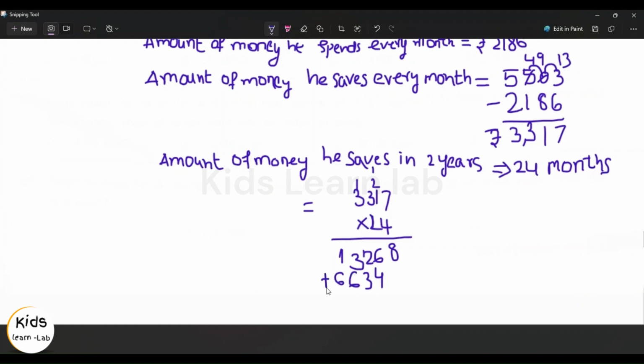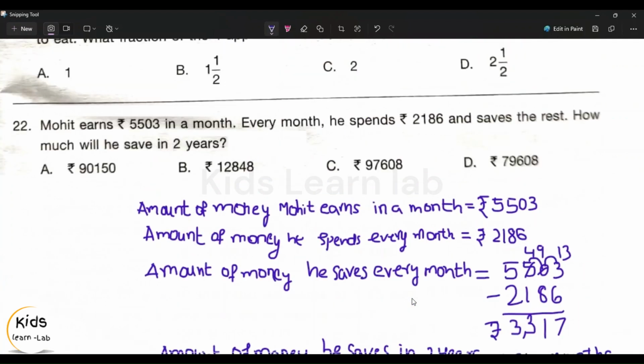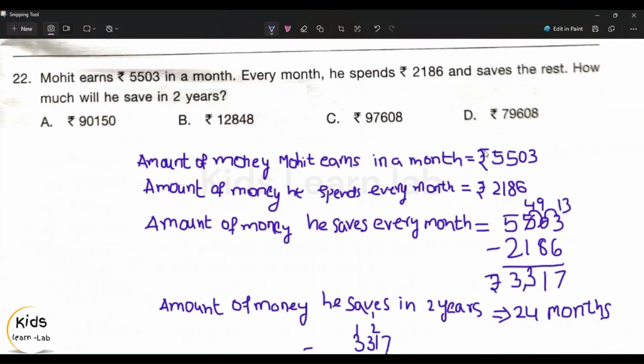So add. 8 plus 0 is 8. 6 plus 4 is 10. 1 carry. 1 plus 2 is 3. 3 plus 3 is 6. 3 plus 6 is 9. 1 plus 6 is 7. So 79,608 rupees. So option D is the right answer, children.